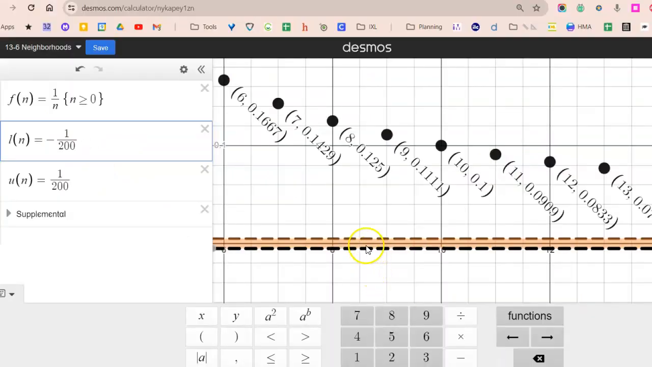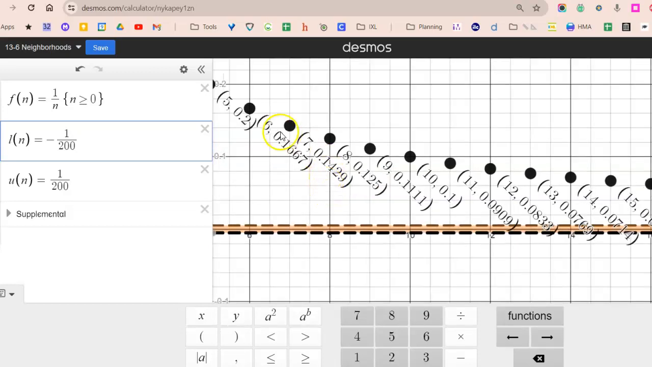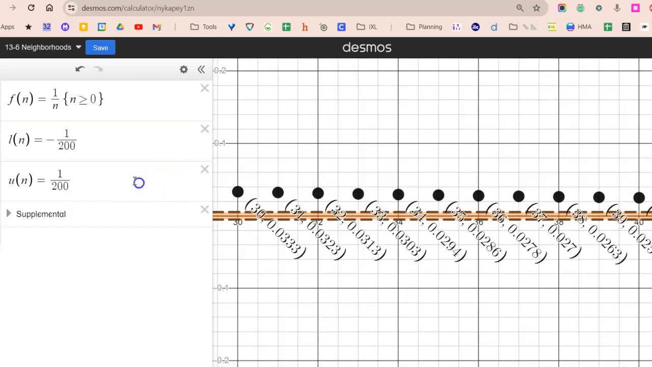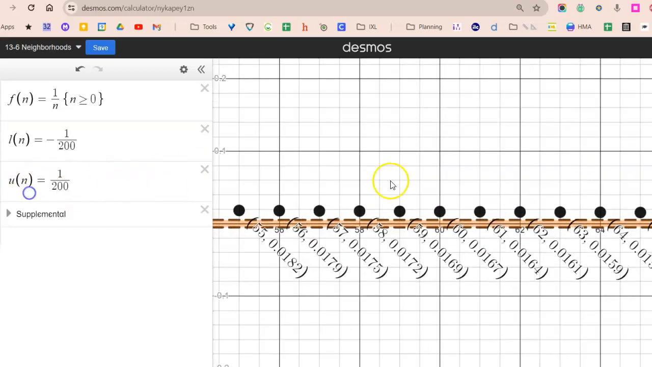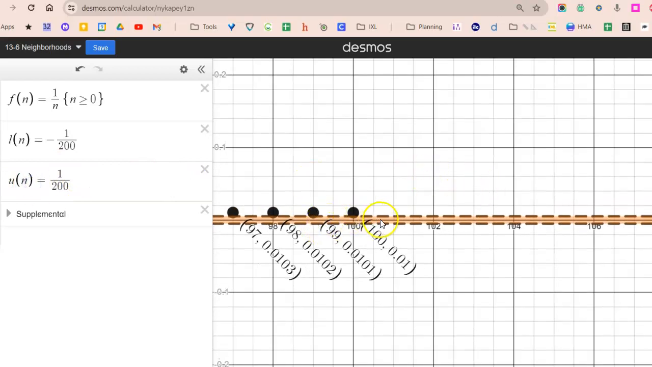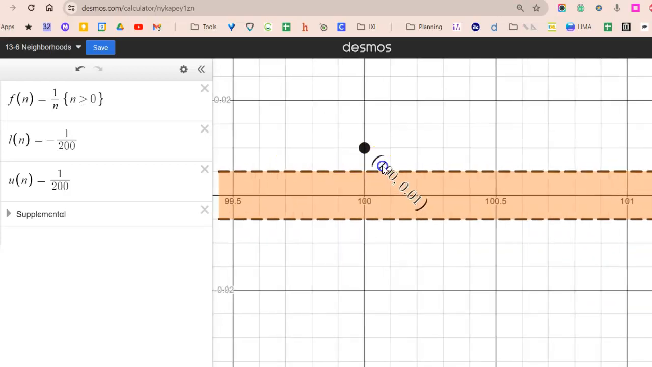and I say I want my neighborhood to be even smaller, you see that it takes longer to actually get to the neighborhood, right? We have to go way, way, way down. So what you want to do is start developing an intuition of smaller numbers mean it takes bigger n's to actually get there. I'm at 100 right here, and I'm still not inside, right?